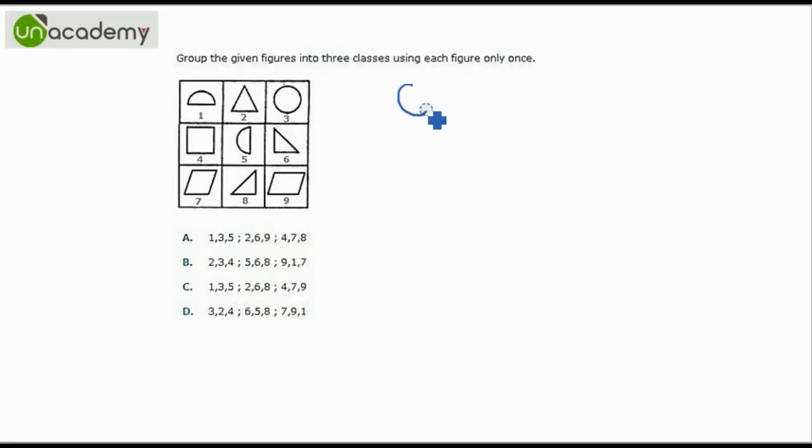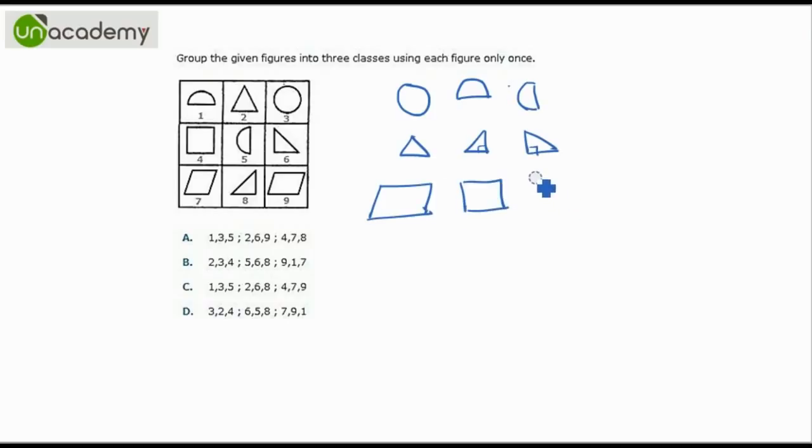We have this circle, this semicircle and this semicircle. We have this triangle, then we have left right angle triangle, and we have right angle triangle. Okay, so also we have this parallelogram, this square and another smaller parallelogram. So we have these figures.